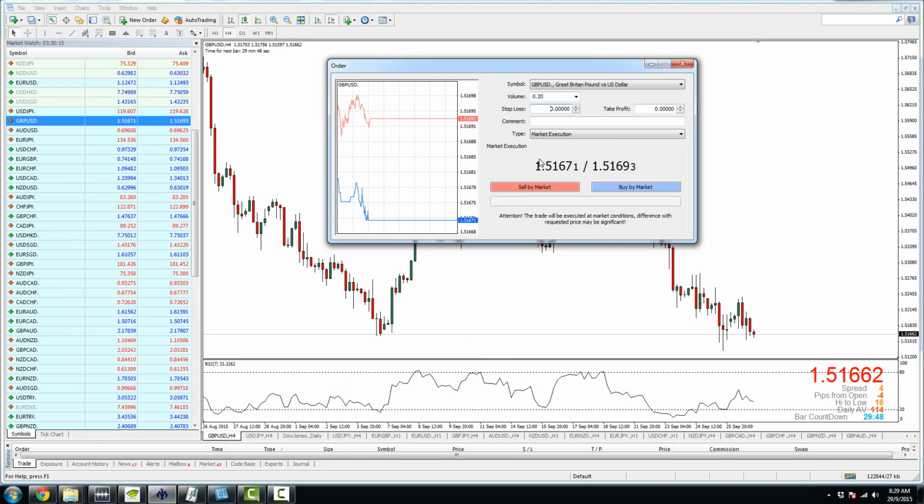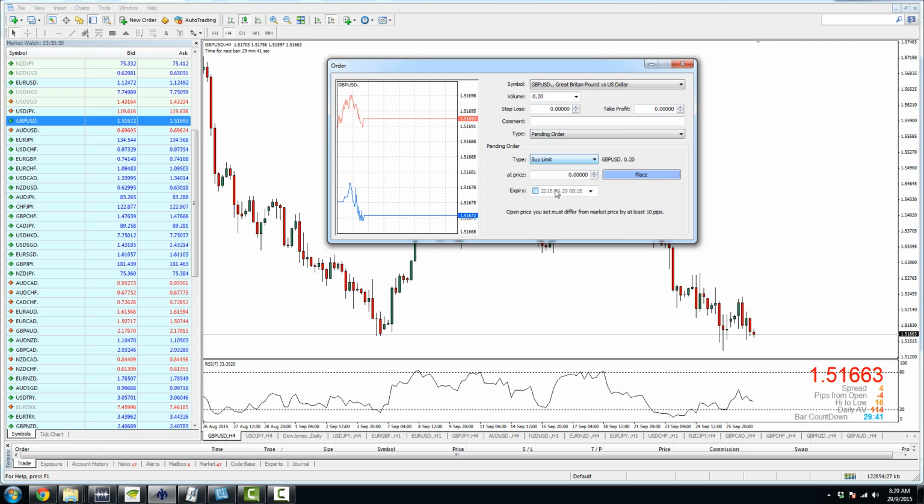For example, now instead of selling sterling dollar at the current market price of 1.5167, I want to sell it when it goes higher to 1.52. So what I have to do is click on the type, change it to pending order, and if I'm selling higher, I have to put sell limit at, for example, price 1.52. I'm willing to risk about 120 pips on this, so you just put in accordingly 120 pips above this price, 1.5320, and I want to take profit at 1.50, for example.